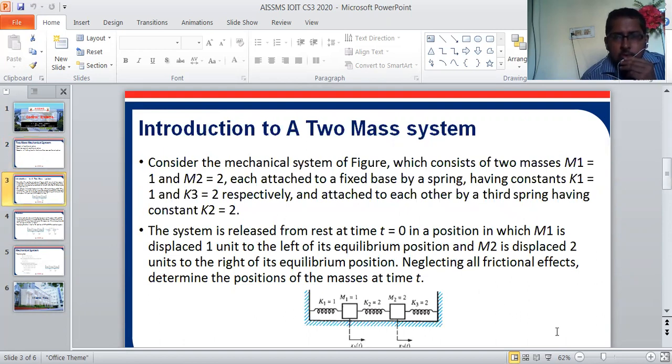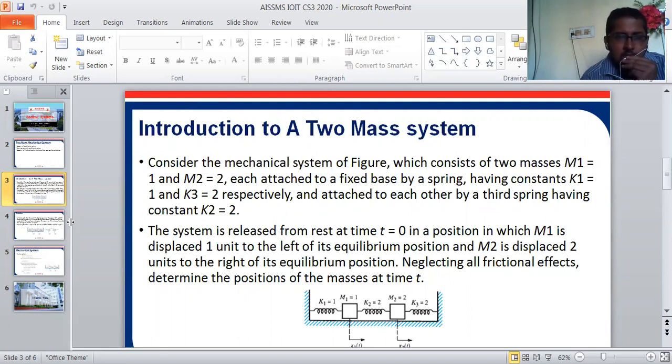So, introduction to a two mass system. Consider a mechanical system as shown in the figure, which consists of two masses. Here you can look at mass M1 and mass M2, which are attached to a fixed base by springs having constants K1 equal to 1, K2 equal to 2, and K3 also 2. The system is released from rest at time t0 position. After that, M1 will be displaced by 1 unit to the left of its equilibrium position, and M2 is displaced 2 units to the right of its equilibrium position.